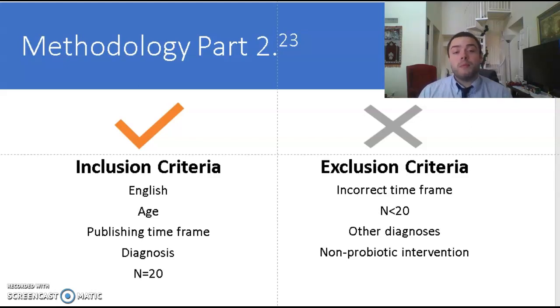The publishing time frame was defined as between September 2009 and September 2019. Any articles published before that time frame were not considered. The inclusion criteria also considered the need for providing probiotics as an intervention for those specifically with Crohn's disease, or that they were comparing Crohn's disease and healthy controls. All of these were considered for inclusion and exclusion criteria.